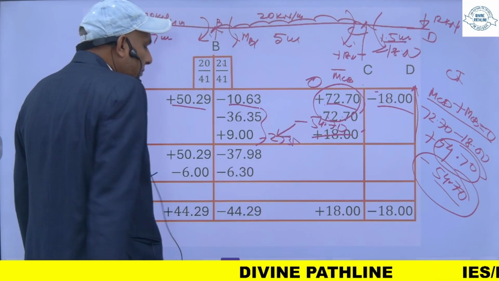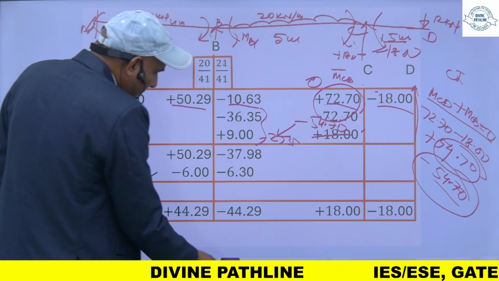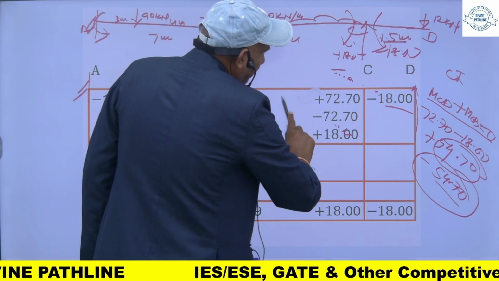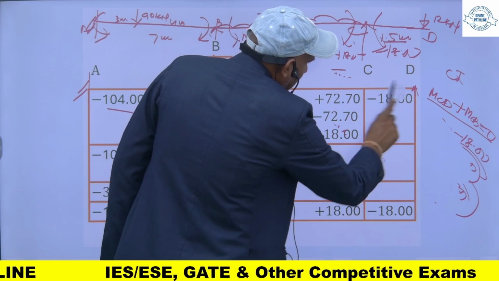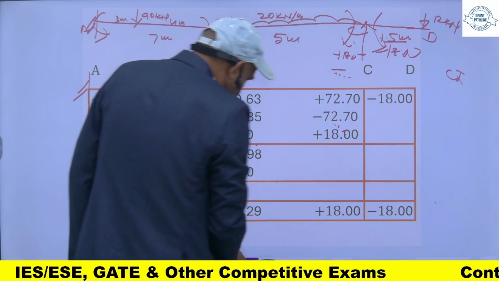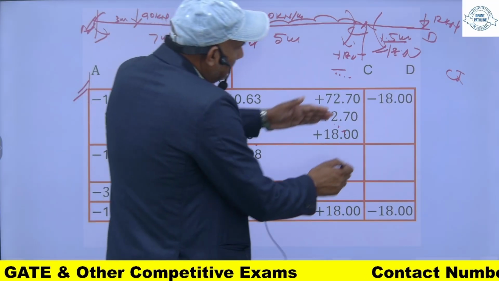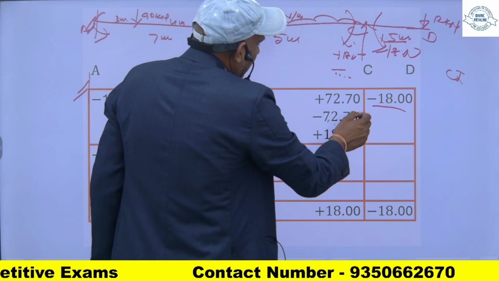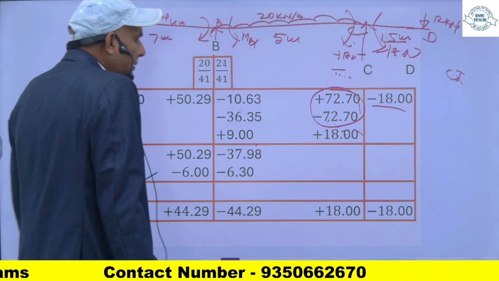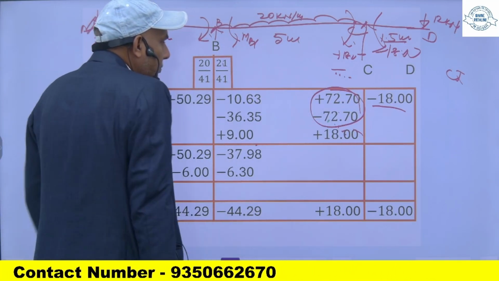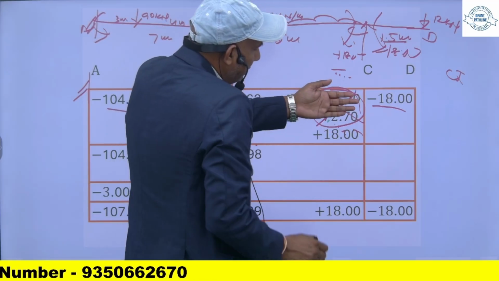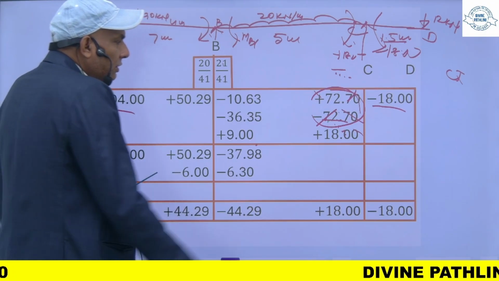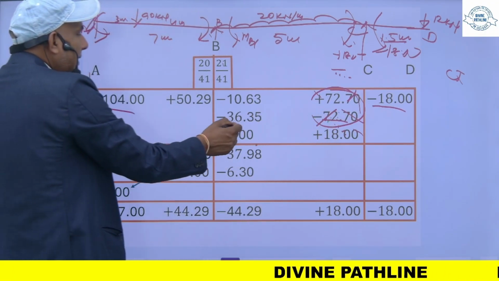This is also equal to 27.35. So the procedure is the same. In this case, what I have done: first, this is minus 18, so it will be plus 18 here. First I have cancelled this one by putting minus 72.70, so that this sum will be 0. So when I applied a minus 72.70 moment, half of this will carry over to this point.